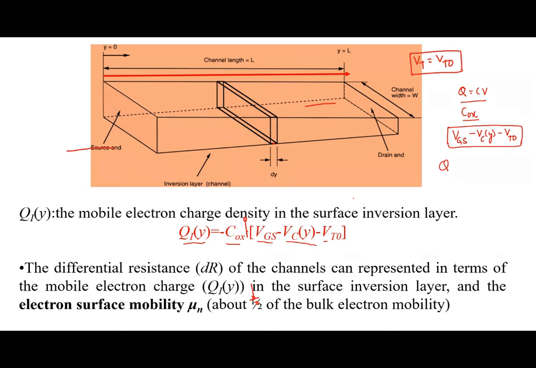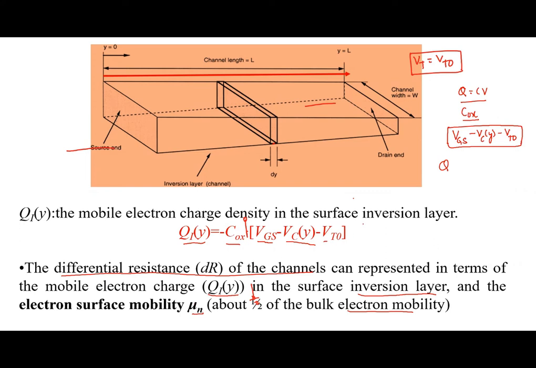Right now we are using this particular technique where we work on the differential resistance of the channel, and it can be represented in the form of mobile electron charge in the surface inversion layer. Whenever there is a surface inversion layer, that charge is given by this particular expression. And you are already aware of electron surface mobility, and bulk electron mobility is more. So here we can say this is going to be mu n.